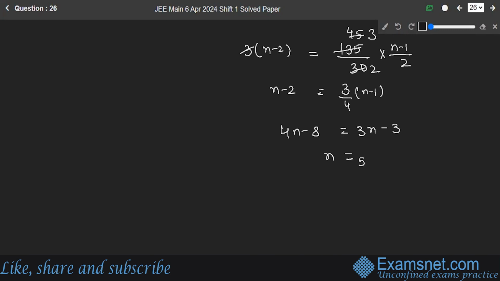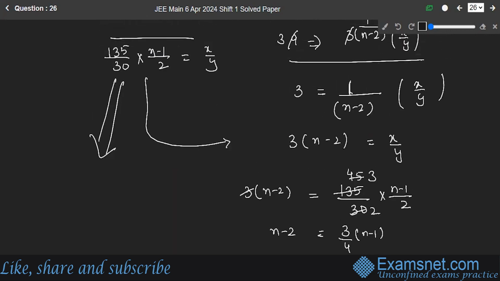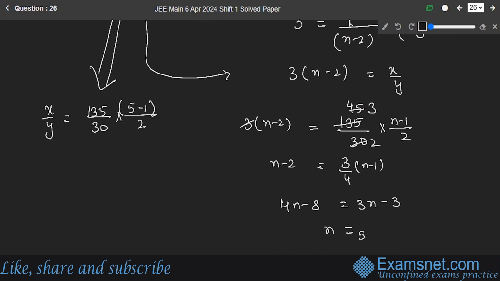And what is your x upon y equal to? Let's come over here. So x upon y was equal to 135 upon 30, and n is equal to 5, we just solve upon 2. Okay, so this is equal to 135 into 4 upon 30 into 2. This will cancel. This is 15 and this cuts at 9. So x upon y is equal to 9, or x is equal to 9y. Hope you're clear till here.